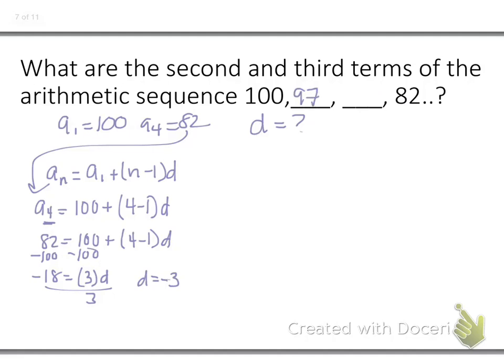So 97, oh, 6, sorry. This is 6. So I'm subtracting 6 to get from one term to the next. So that means this would be 94, and then my next one would be 88, and then 82.